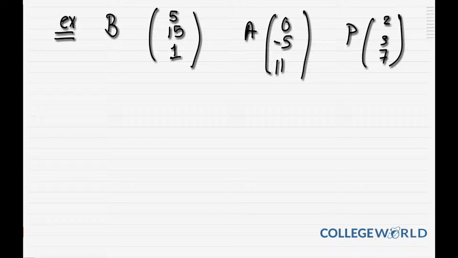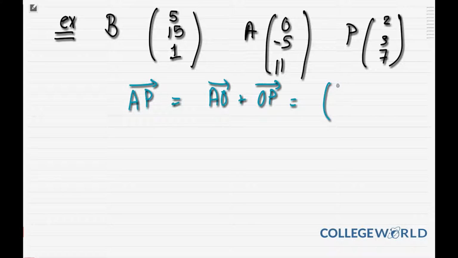So first of all, we need to find the vectors they make. So first, let's say we're going to take AP, and we're going to say that AP is actually AO plus OP. Sorry, anyway. And what we do is we're going to do the negative of A, so plus the positive of P. So -0 plus 2 is 2, -5 is 5, plus 3 is 8, and this is going to be -4.